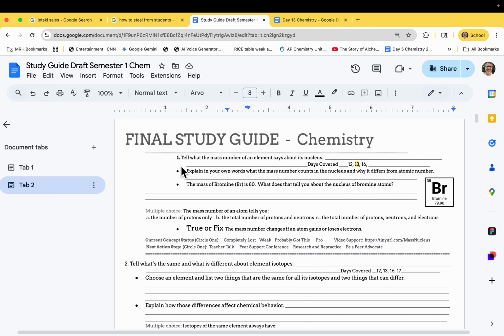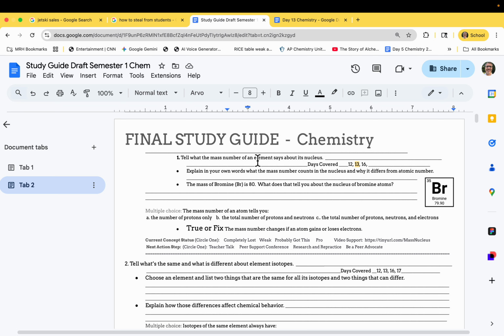Item 1 reads, tell what the mass number of an element says about its nucleus. On the periodic table, each element usually is listed with an atomic number, which is smaller, and a mass number, which is larger. The mass is larger because it accounts for both protons and neutrons, and that is indeed what the mass number of an element says about its nucleus. It tells you the mass of protons and neutrons together. So that's how I would answer this.